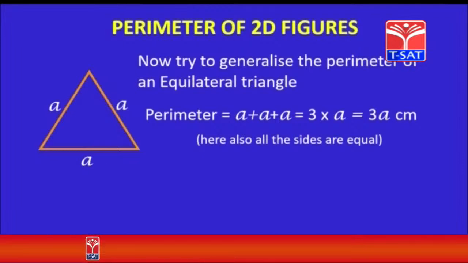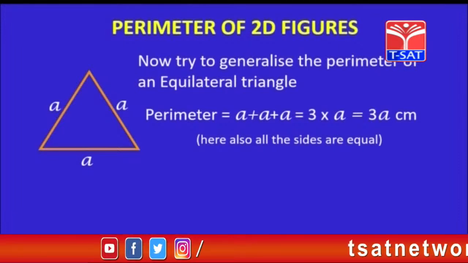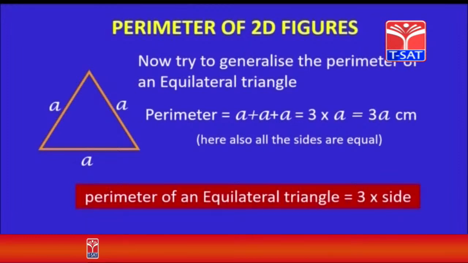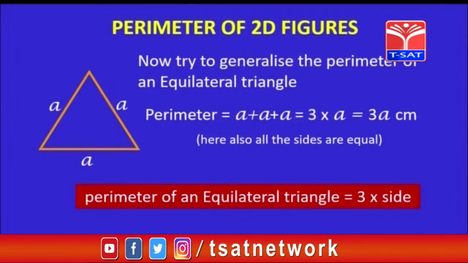Hence A plus A plus A is equal to 3 into A, that is 3A centimeters. So with the help of this, you can answer any equilateral triangle perimeter. Perimeter of an equilateral triangle is equal to 3 into length of the side. So if the length is 6 centimeters, we get 3 into 6. If the length is 10 centimeters, we get 3 into 10. Like this, we can find perimeter of any equilateral triangle.